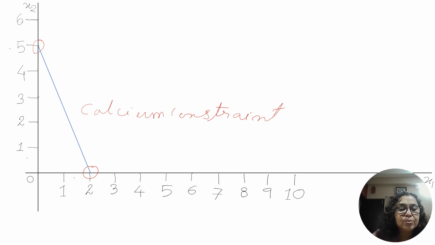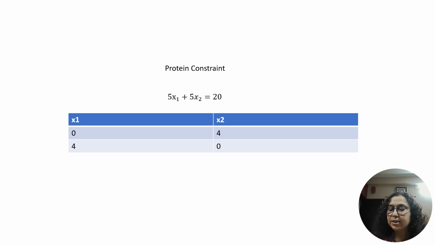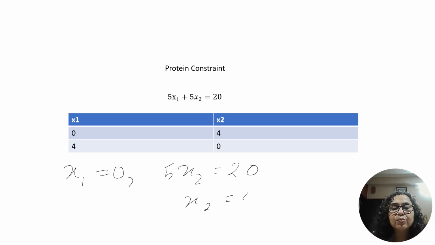Again, now let's go to the protein constraint. In the same way, we set x1 equal to 0. When we set x1 equal to 0, we have 5x2 is equal to 20. So x2 is equal to 4, as you can see in the table.